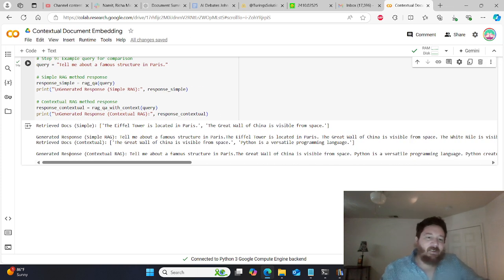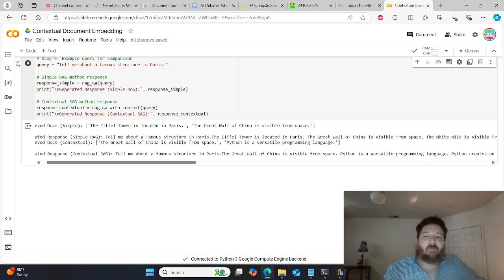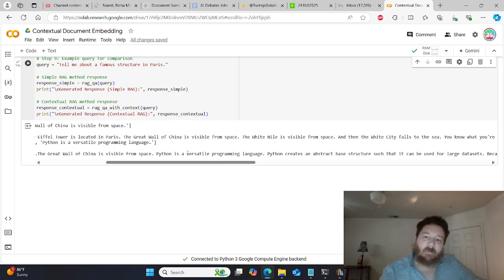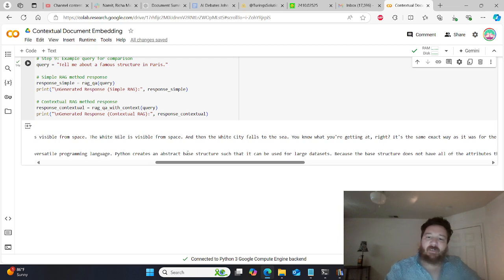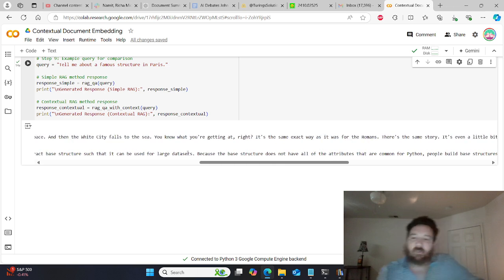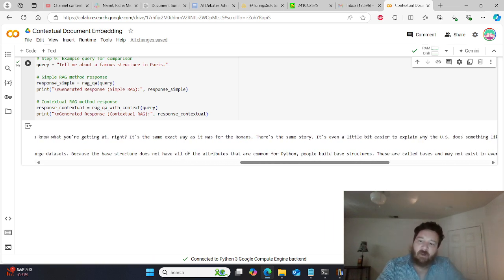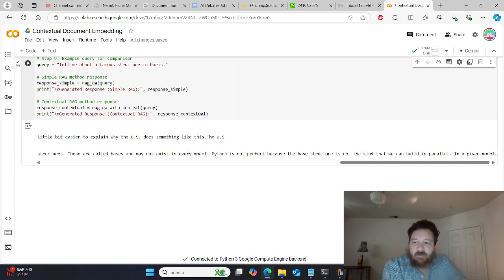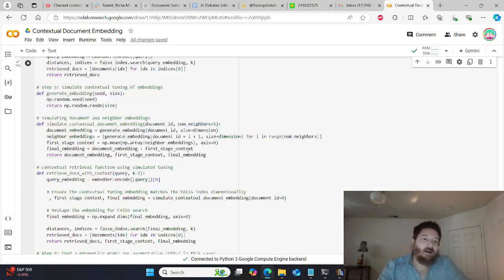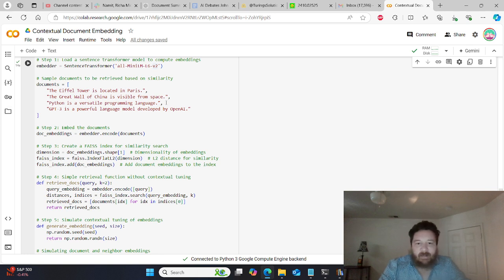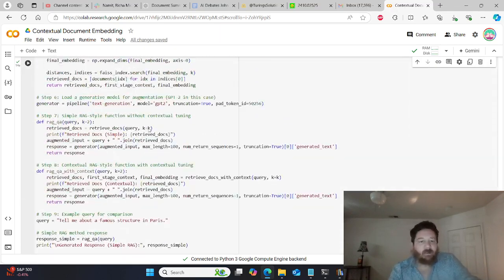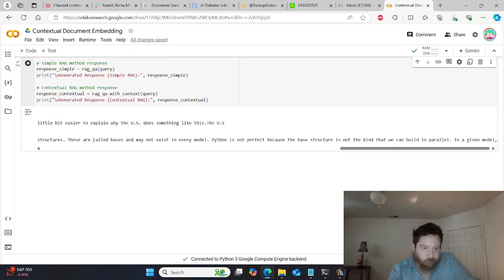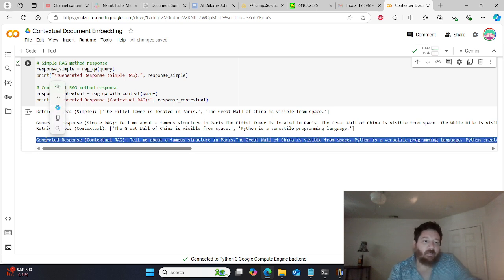Generated response for the RAG tuning: tell me about a famous structure in Paris. The Great Wall of China is visible from space. Python is a versatile programming language. Python creates an abstract-based structure such that it can be used for large data sets. Python is not perfect because the base structure is not what we can find to be parallel in a given model. An interesting note here: to me that's the gibberish at the end, but it's pulling its gibberish from this. Even in a smaller model, and even when it's spouting gibberish, it's impacting the outputs to go with this as opposed to this.